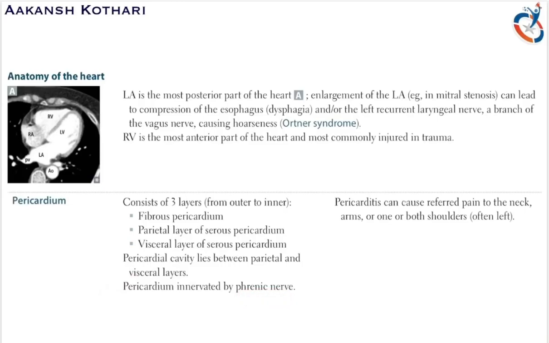Now what is pericarditis? Pericarditis is the inflammation of this pericardium. What happens during pericarditis is the phrenic nerve gets damaged, which leads to referred pain to the neck, arms, or one or both shoulders. It is usually on the left hand side. Is it clear till now?